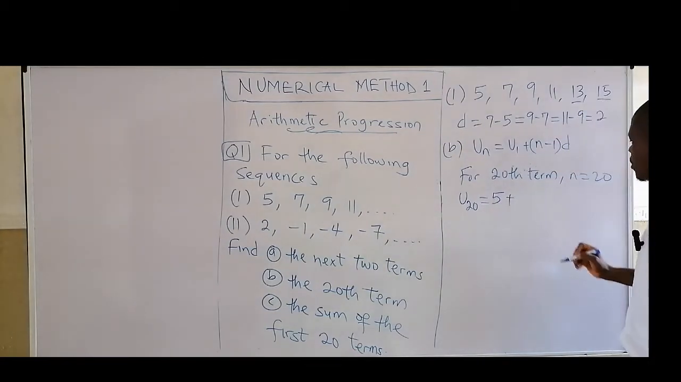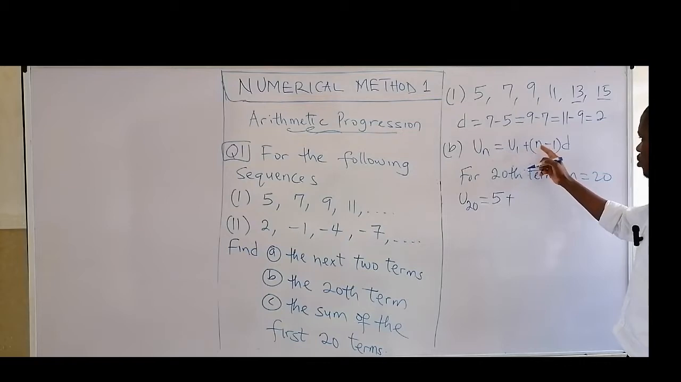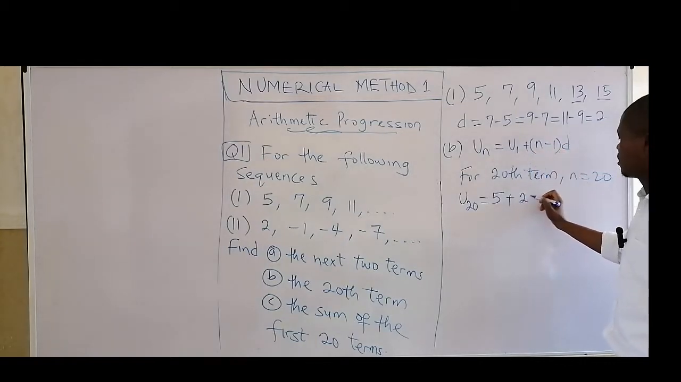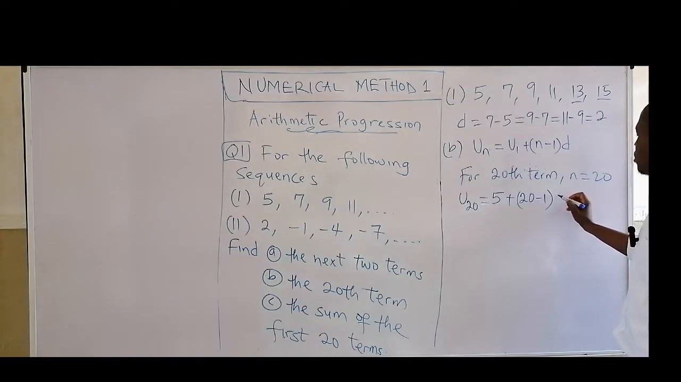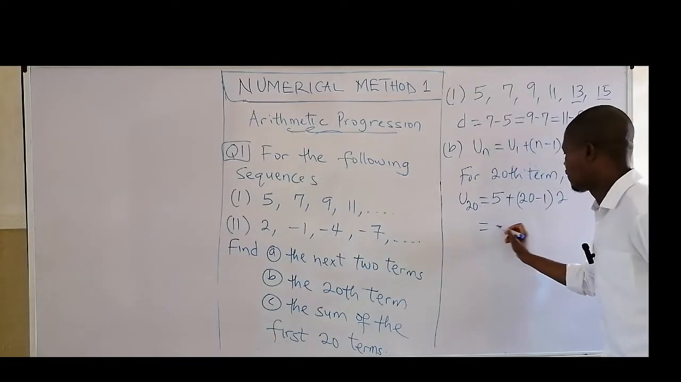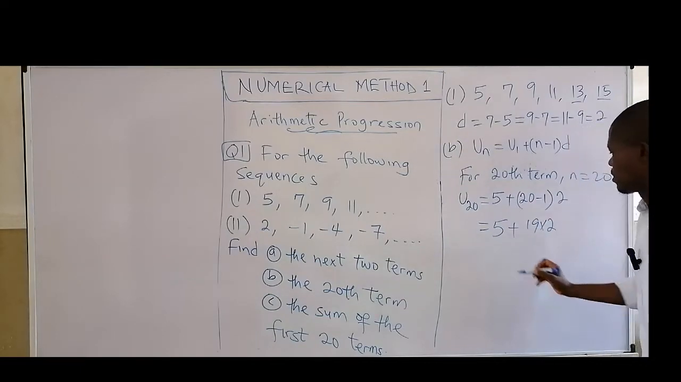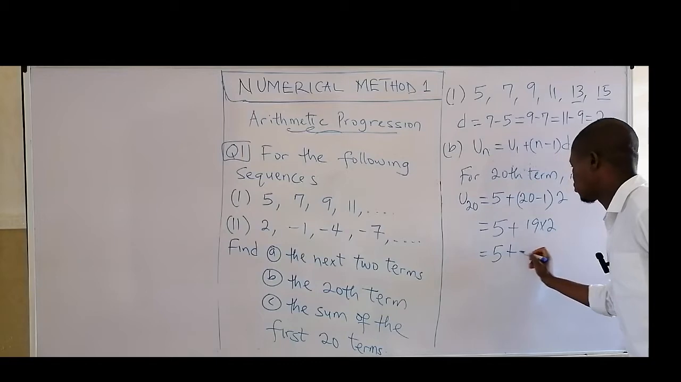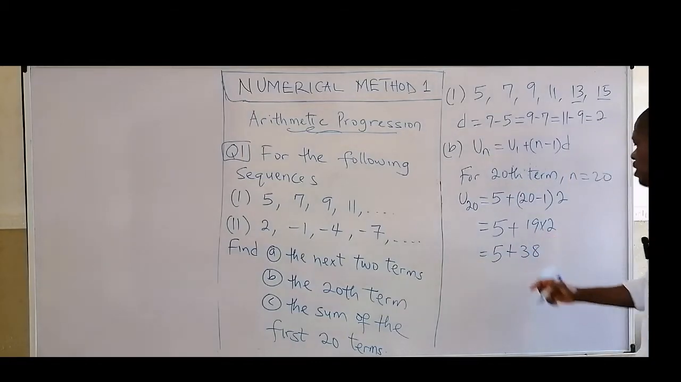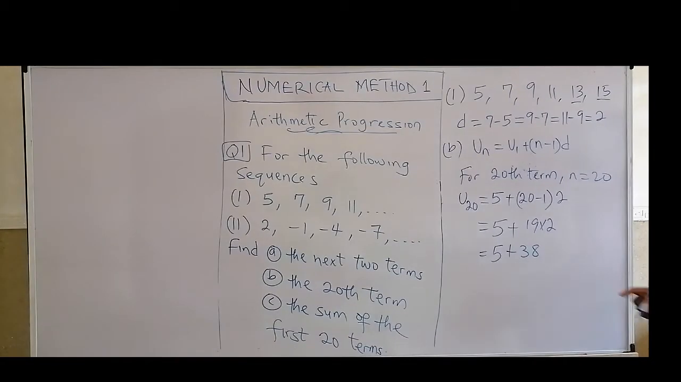plus, my n is 20, 20 minus 1, times the common difference, which is 2. So I'm going to have 5 plus 19 times 2, and that will be equal to 5 plus 38. 19 times 2 is 38. So add it together, that will give us 43. That's the 28th term of that sequence.